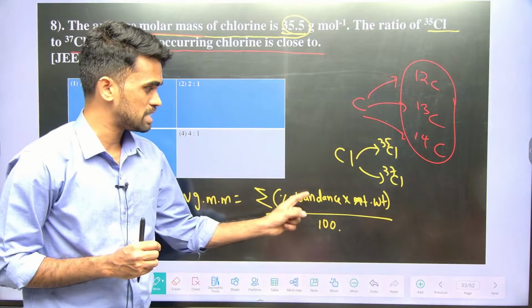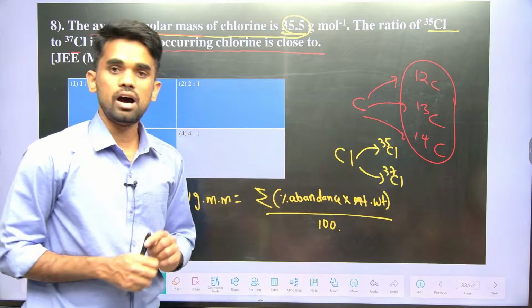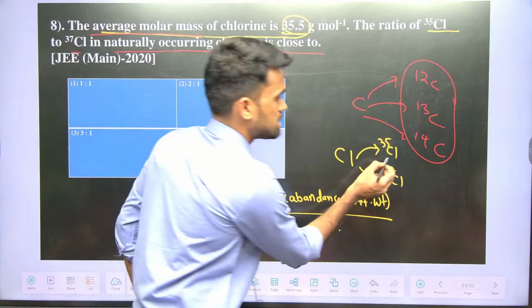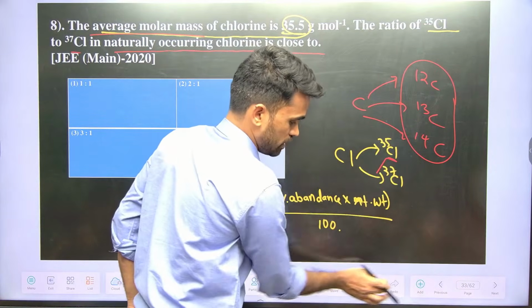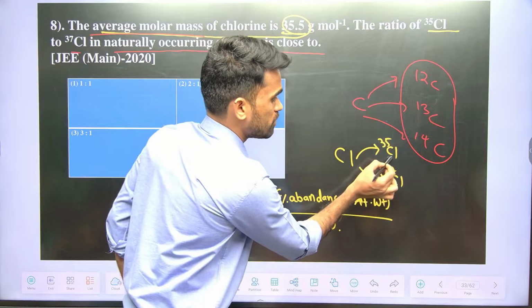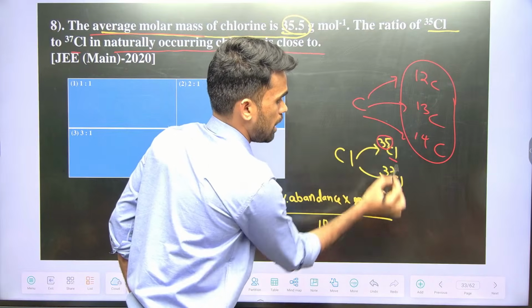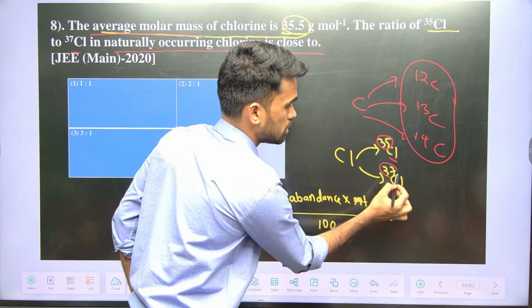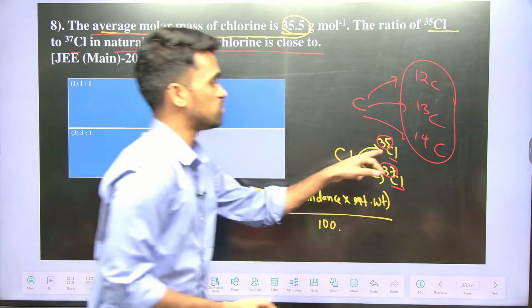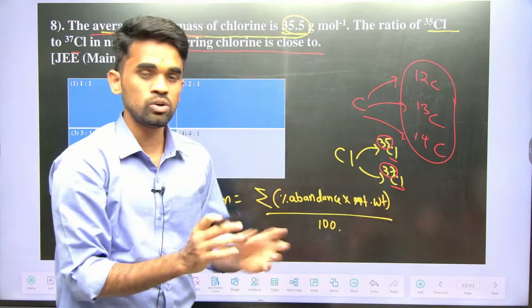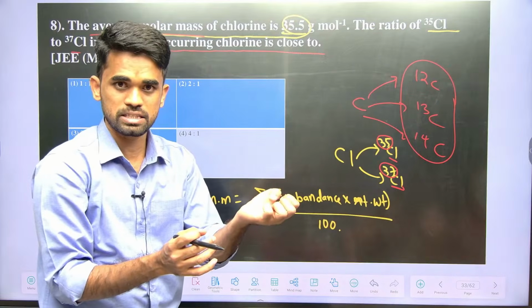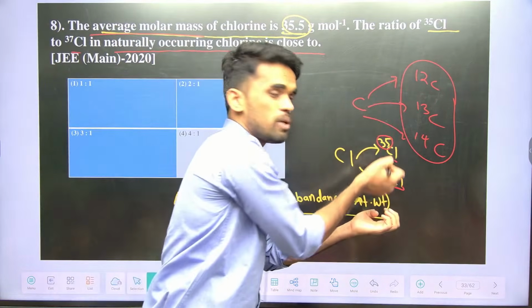Summation of percentage abundance into atomic weight. For example, this isotope is there now, Cl35. Okay, see, atomic weight of this one is how much? And for this isotope it is how much? It means, see what I told you, when you are extracting from the earth crust, you are going to get different possible isotopes.